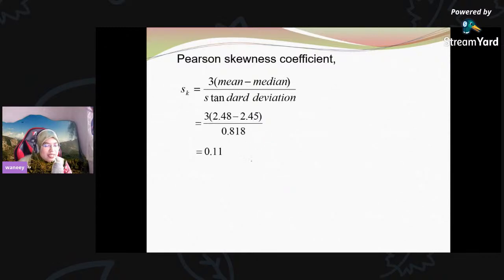Okay, so what we can say here, this is a positive value. So this is definitely skewed to the right, or you can say that this is positively skewed. Okay, so done with this one.